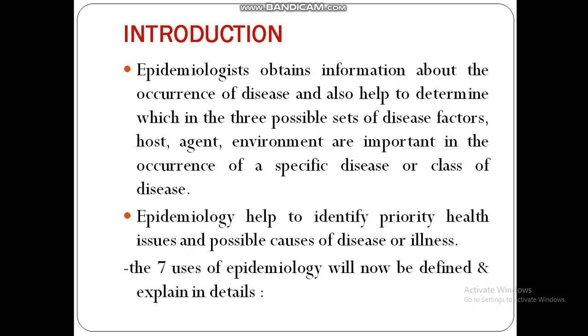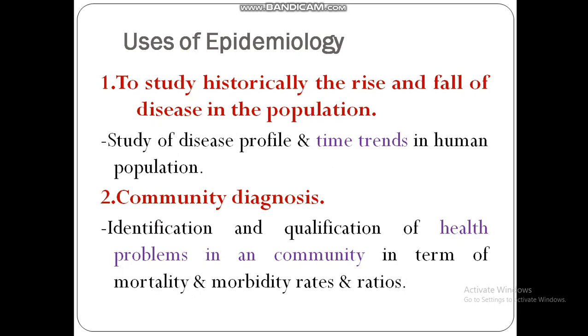Then we will discuss the 7 uses of epidemiology, which will now be defined and explained in detail. The first use of epidemiology is to study historically the rise and fall of disease in the population. In this we identify in which area disease is more prone, which type of disease is more prone, and in which area which type of disease falls more.